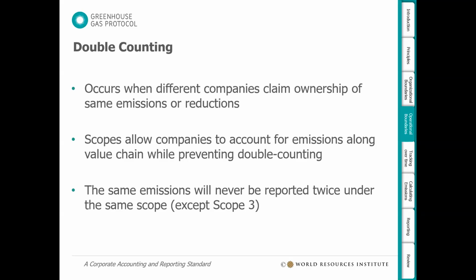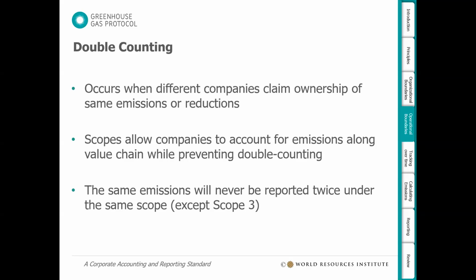There is one exception to that general rule, though, and that concerns Scope 3. I touched on this point earlier, but it's important to emphasize. A company's Scope 3 emissions could legitimately be another company's Scope 3 emissions. So let's take an example to illustrate that.